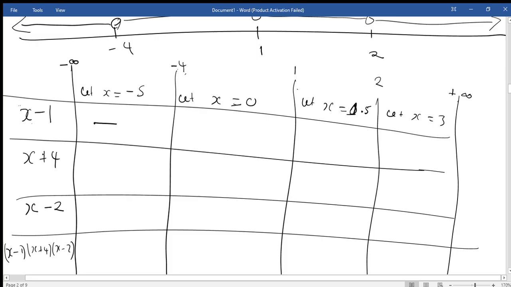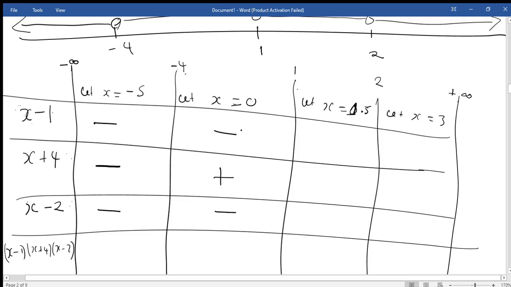If I put -5 here, it will be -5 plus 4, 4 minus 5, that's a -1. I'm going to have a negative number. If I put -5 here, -5 minus 2, that's a negative number. If I put 0 here, 0 minus 1, that's a negative number. If I put 0 here, 0 plus 4, that's a positive number. If I put 0 here, 0 minus 2, that's a negative number.